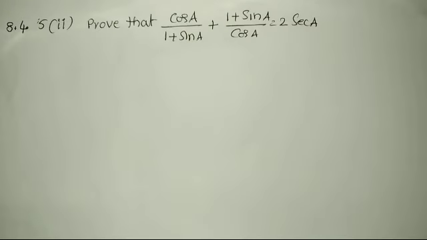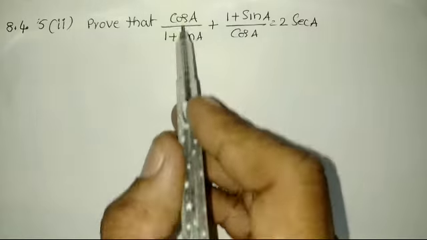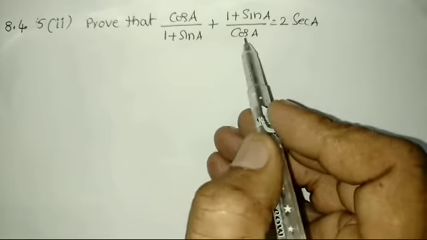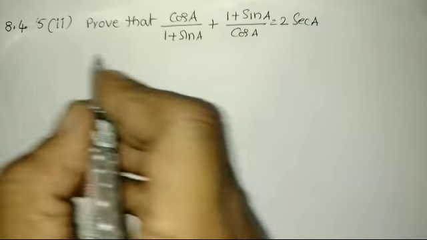8.4, problem 5, second one. Prove that cos A by (1 plus sin A) plus (1 plus sin A) by cos A is equal to 2 secant A. Now we have to prove that cos A by (1 plus sin A) plus (1 plus sin A) by cos A is equal to 2 secant A.